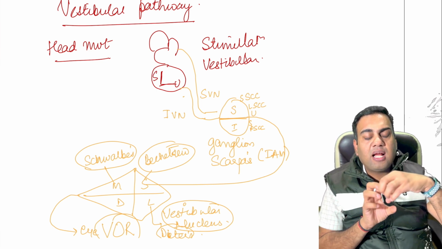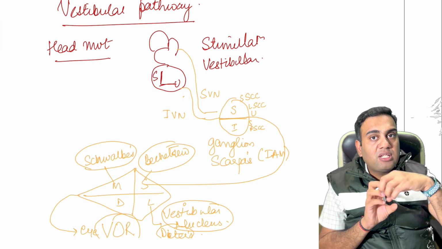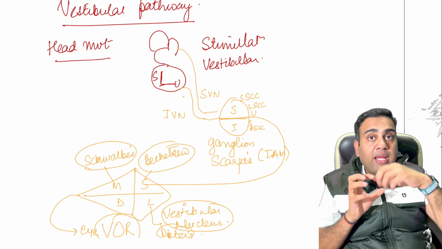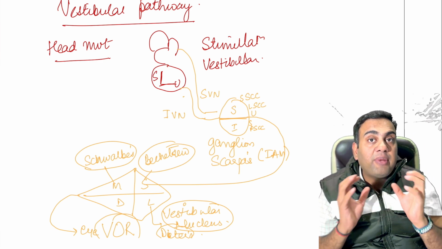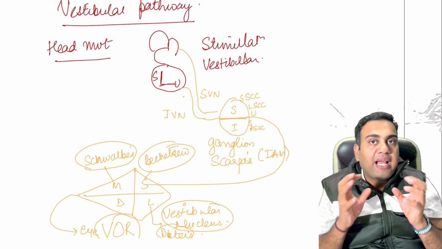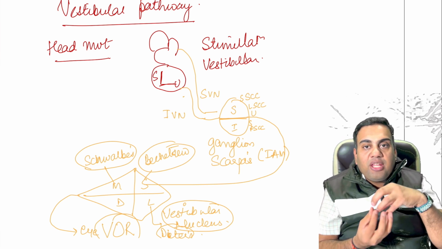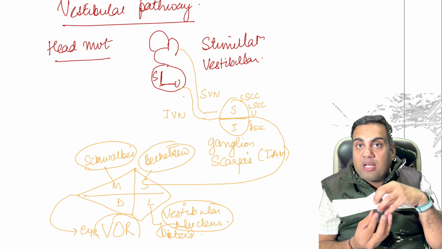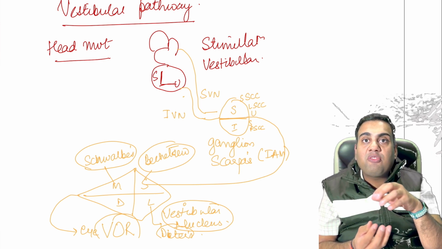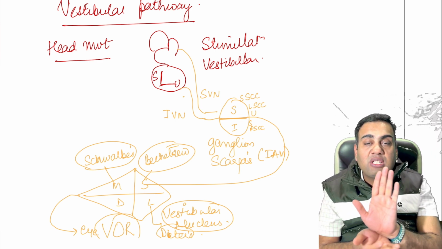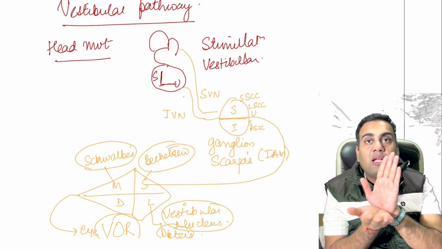There are 3 semicircular canals. The three semicircular canals are in 3 dimensions, so they maintain our body's equilibrium for 3 dimensional, angular or rotational acceleration. Below them are the utricle and saccule. This utricle and saccule both are responsible for our linear acceleration. Saccule is vertical, utricle is horizontal.